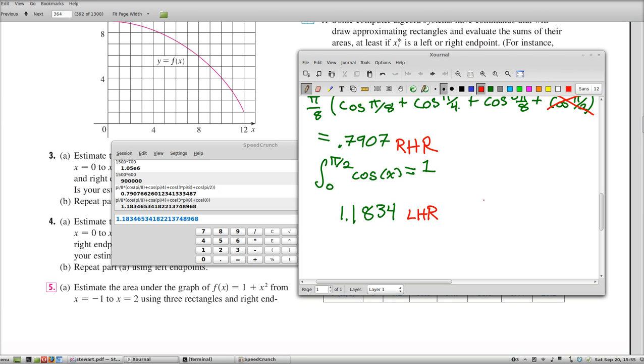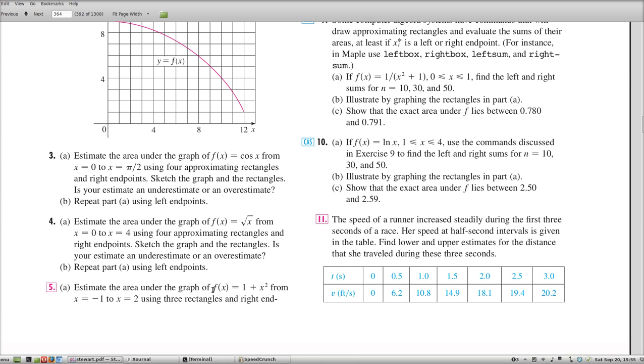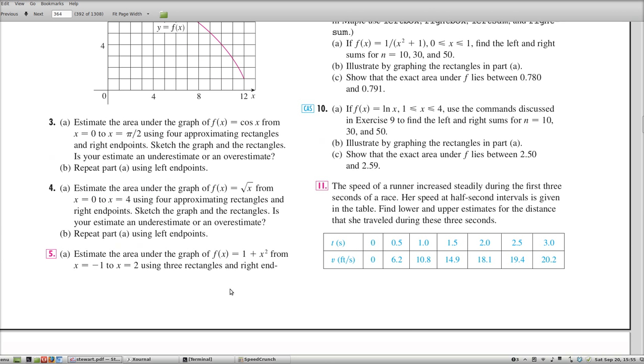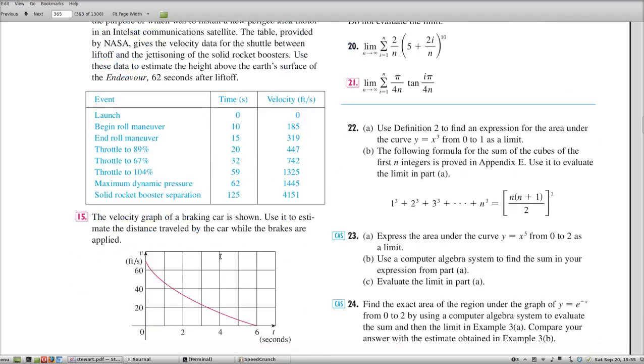And that's it. So that's just a really easy Riemann sum question. So let's see what other kinds of questions we have here. These are going to be kind of boring, I think.